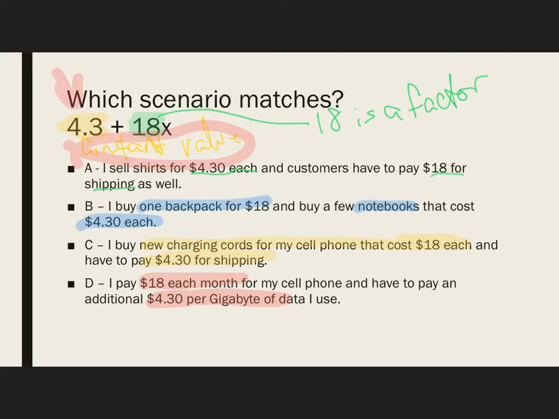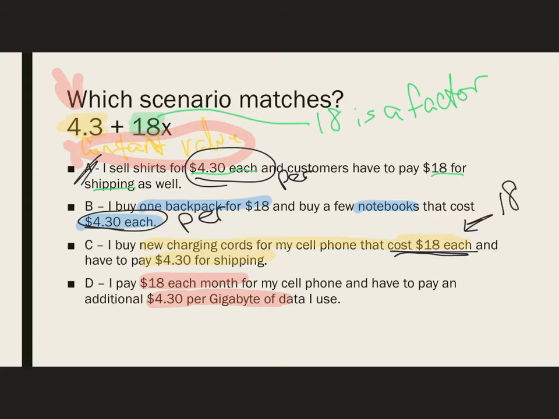Well, I can rule out A, because 4.3 is not a constant value, it's per something. I do the same thing here. 4.3 is not a constant value, it is per something. Now let's look at C and D. C, new charging cords for my cell phone cost $18 each, so that's definitely something where I have 18 as a factor. And then $4.30 for shipping. So that's something that's a flat rate, constant rate. So that's a possibility. Let me circle that for now.